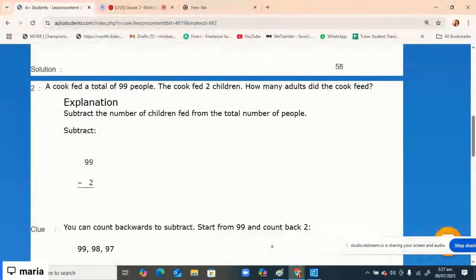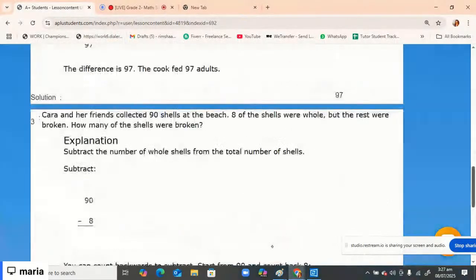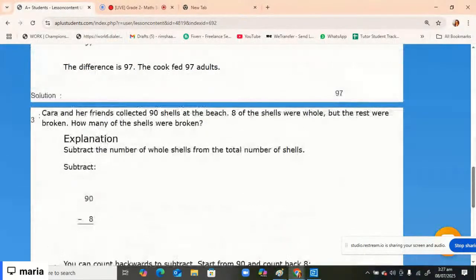Now let's read the next. Kara and her friends collected 90 shells at the beach. How many total shells? These are 90. 8 of the shells were whole, but the rest were broken. How many whole? 8. And how many broken? The rest. So, how many of the shells were broken?